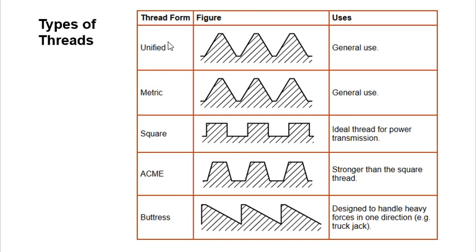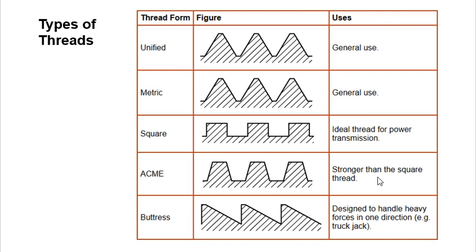Okay, so here we can see the unified matrix. Of course, there are three others added in the table for you, even though we concentrate on these two in this textbook. So we also have square, ACME, and the buttress. Unified, we deal with general use. Square is for power transmission. ACME, we're gonna use it because it's stronger.